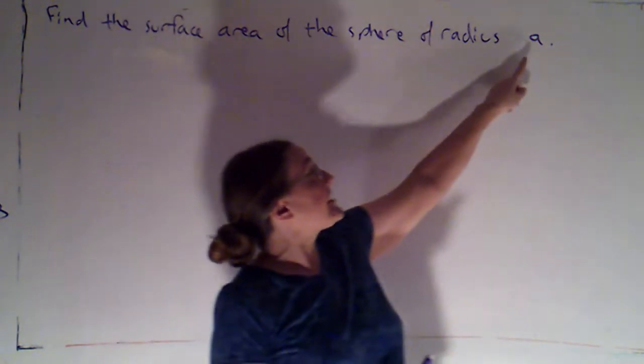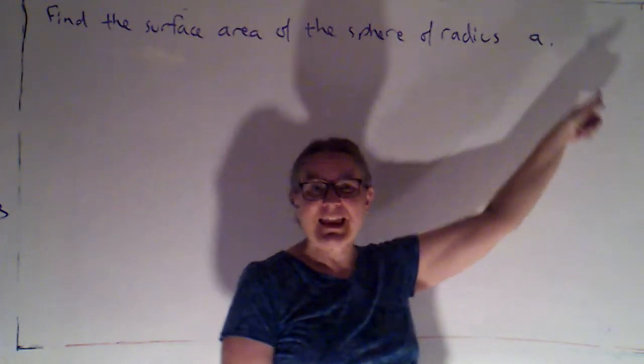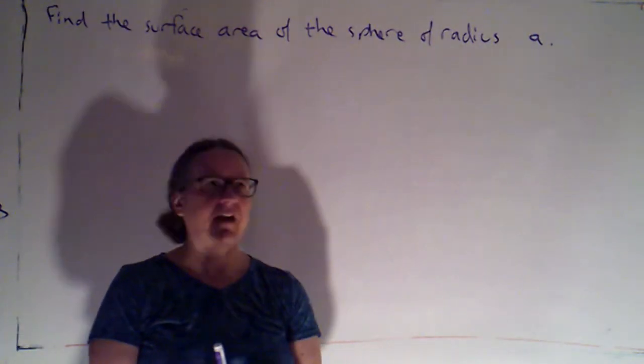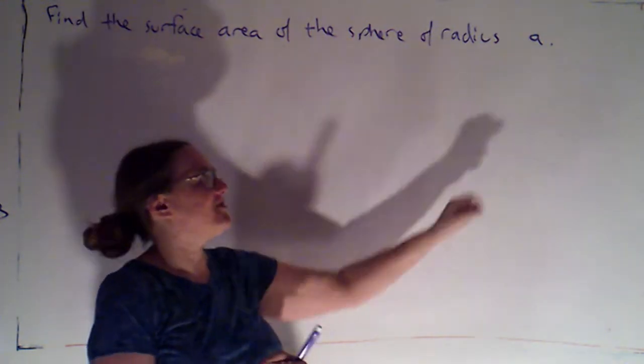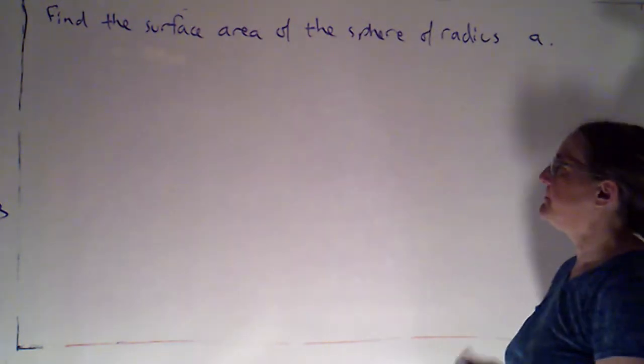Now, by saying that that's the radius, though, I am specifying that a is a positive number. In theory, I could have a degenerate sphere of radius 0. I think pretty obviously that's going to have no surface area. Okay? So for a non-degenerate sphere, the radius, by definition, must be positive.